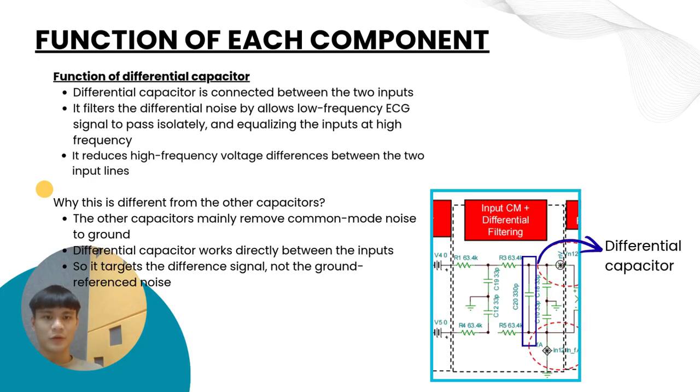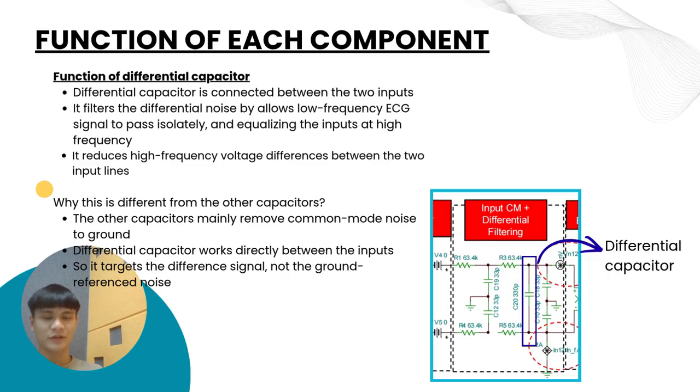In the center of the network, we find the differential capacitor. This capacitor is connected straight between the two inputs. It filters differential noise by allowing the low frequency ECG signal to pass through isolated, while aggressively equalizing the inputs at high frequency. This physically reduces the high frequency voltage difference bridging the two input lines.